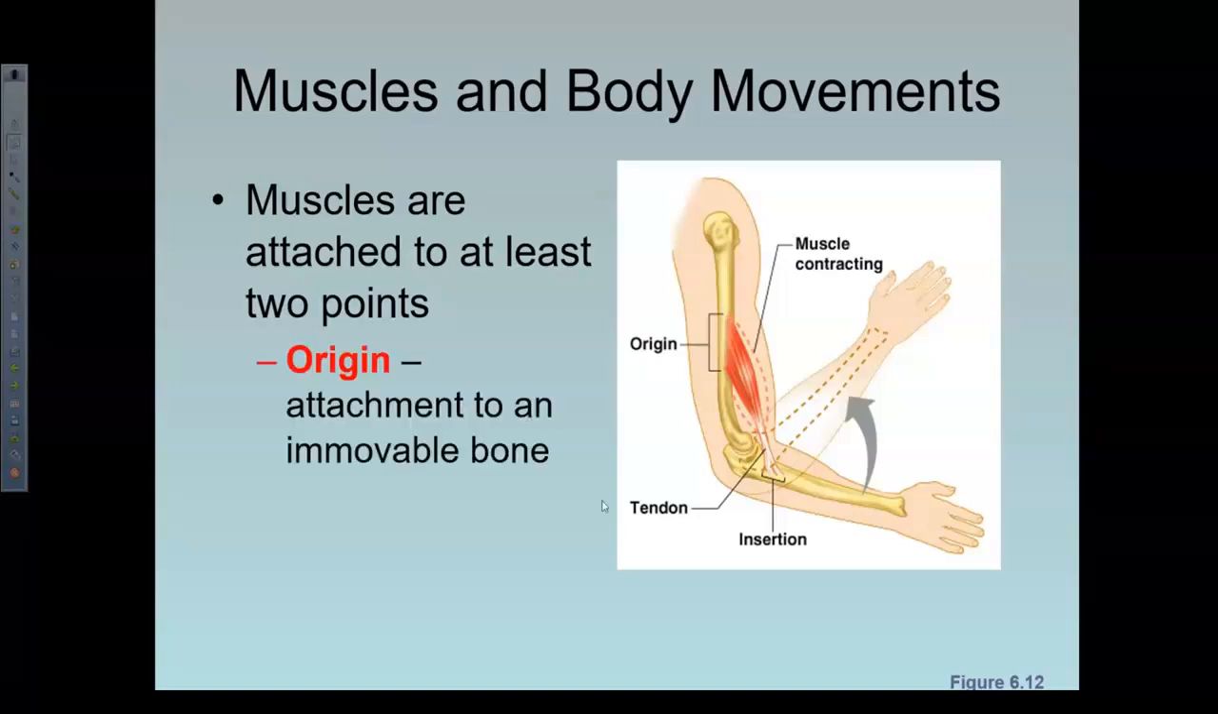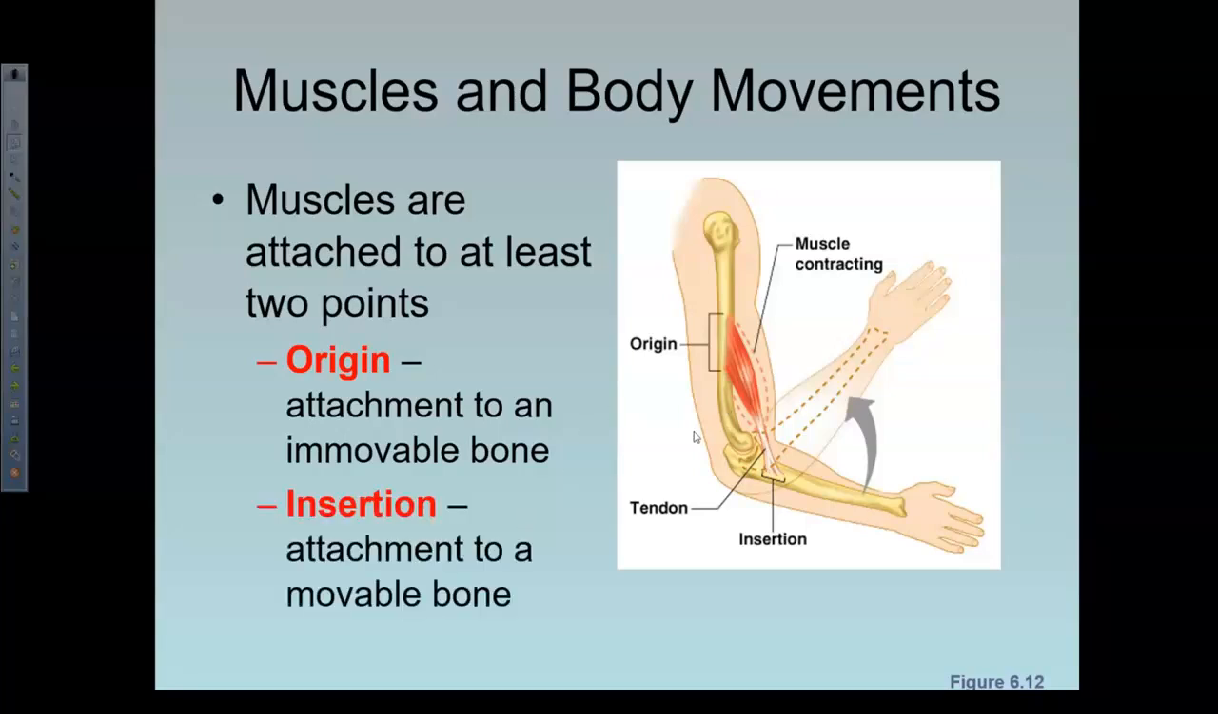So the difference is the origin would be the bone that's not moving. So in this case, this would be the humerus. Hopefully you recognize that that's your biceps brachii there. And then the bone that is moving here, what bone is that? Can y'all tell by that bone right there? Ulna. That's the ulna. So the insertion point is the bone that the muscle's going to pull on.